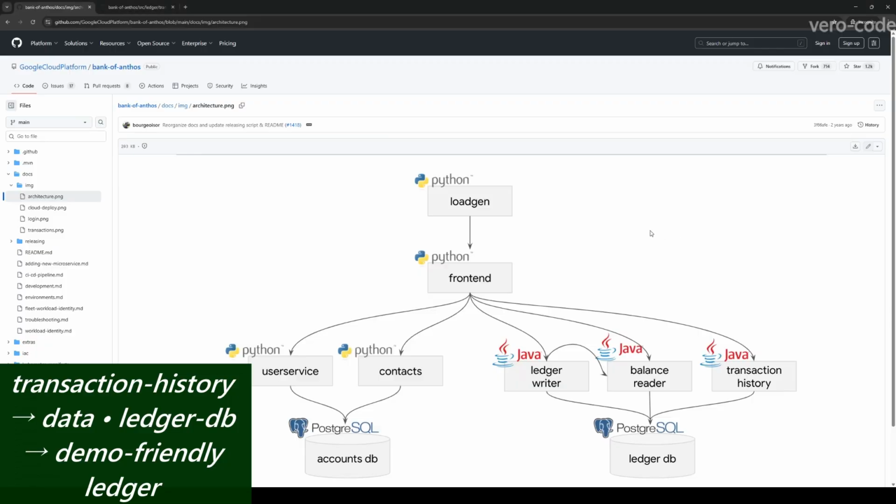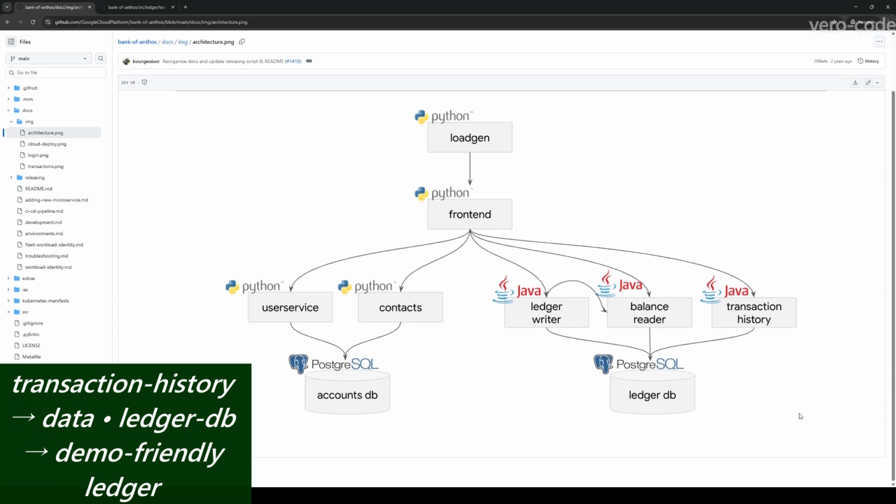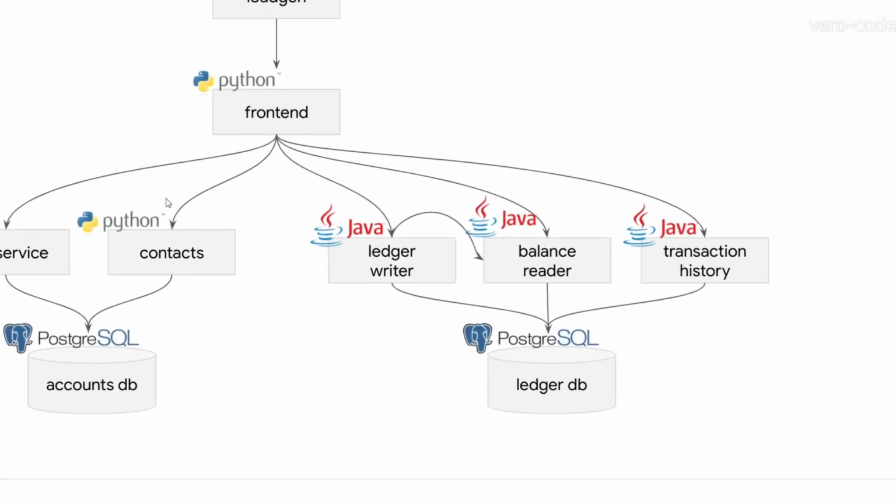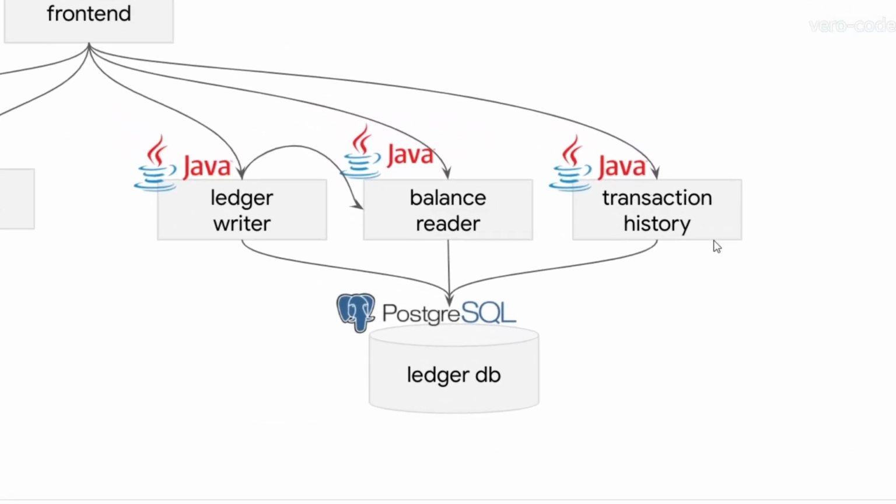In the repository, I'm looking at the service architecture. For data, two components matter most to me: Transaction History, the source of transactions, and LedgerDB, the ledger that can be pre-populated for demo.